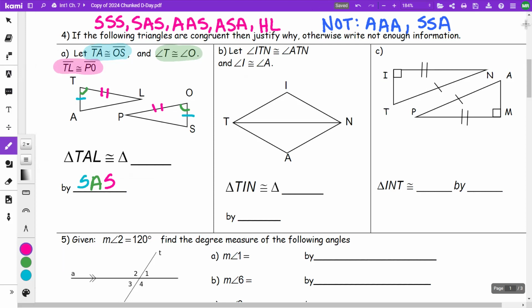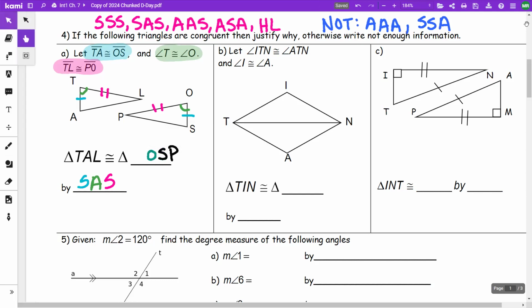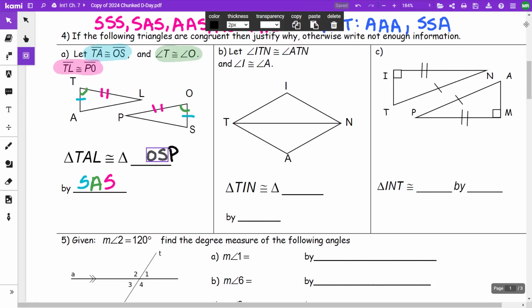Now we need to match things up when we do our congruent triangles. So first off, I need to draw in the triangle symbol. Angle T is the same as angle O in the other triangle. Angle A is in the same spot as angle S, and angle L is in the same spot as angle P. So they actually drew the triangle symbol. I didn't need to draw it, but we want to draw it if they don't draw it in for us.